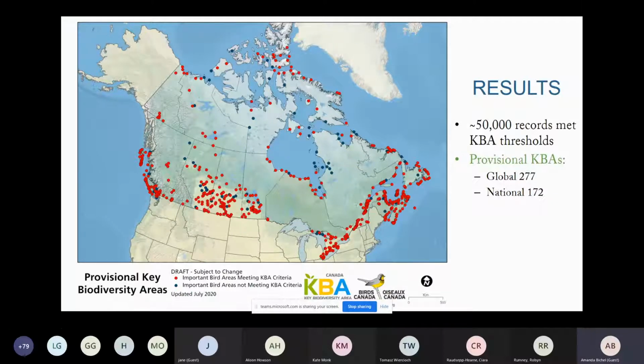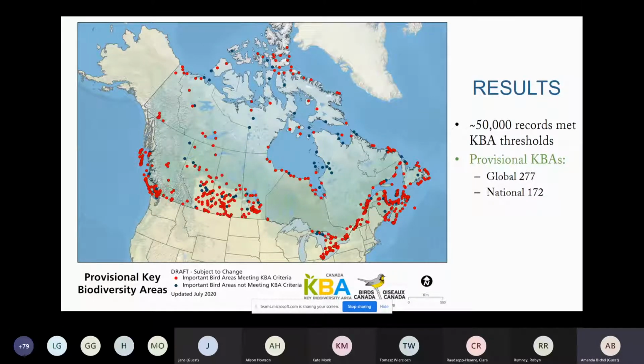Out of 17 million observations, 50,000 records met KBA thresholds in our 582 IBAs across Canada. And so provisional KBAs, there are 277 global KBAs and 172 national KBAs. And actually 133 IBAs do not currently meet any KBA criteria at all across the country.